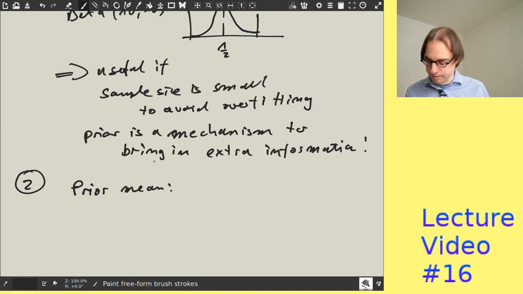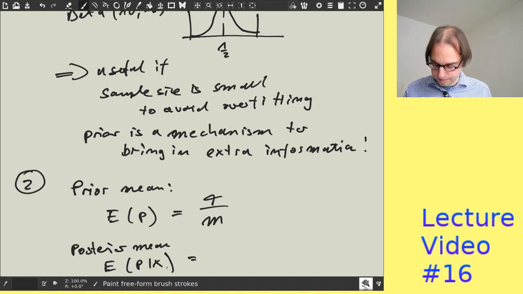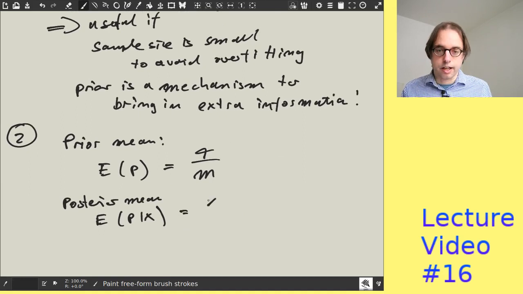So the prior mean in the beta, so the expectation of P, is alpha over m, and the posterior mean, E of P given x, is x plus alpha divided by n plus m.